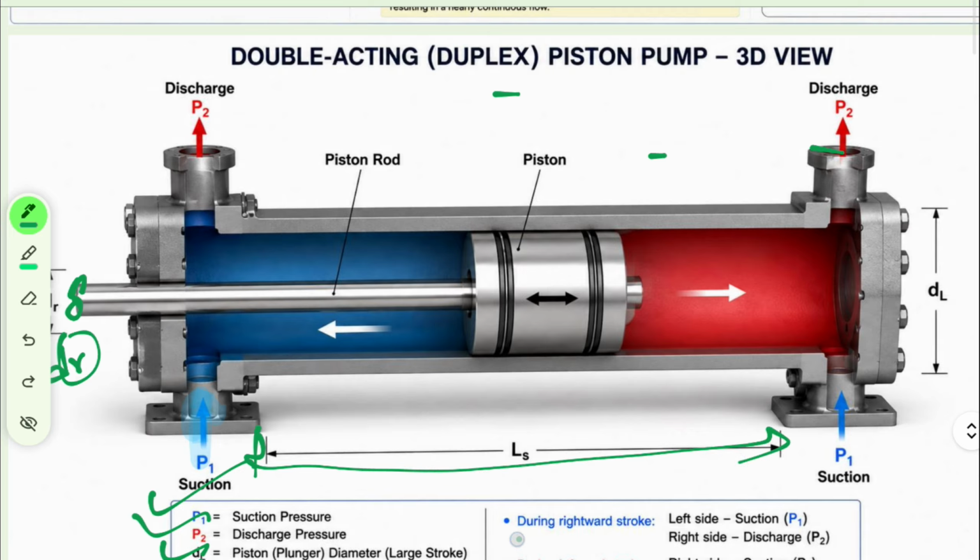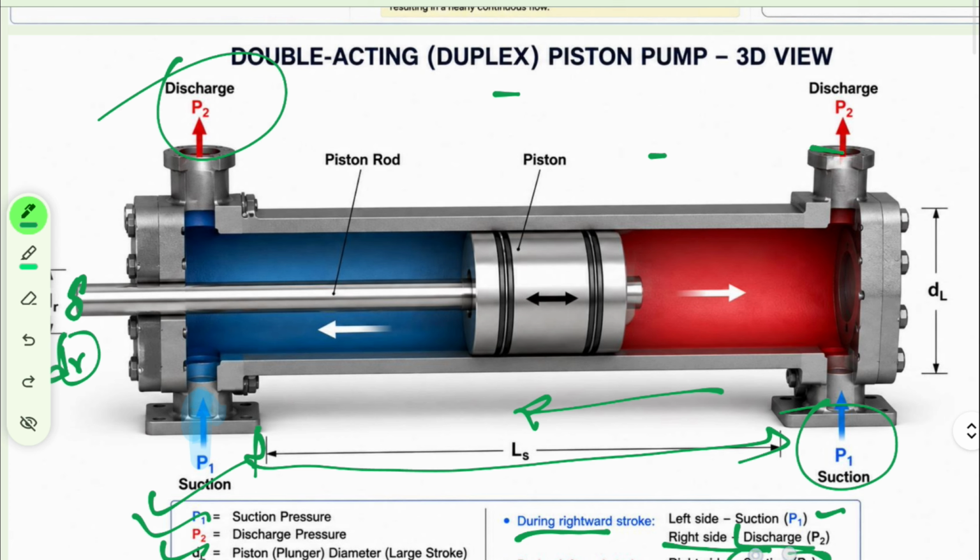During the rightward stroke, left to right, the suction pressure is P1 and the discharge pressure is P2. And during the leftward stroke, the right side suction pressure is P1 and the discharge pressure is P2. This is all about the working principle of the double acting pump.